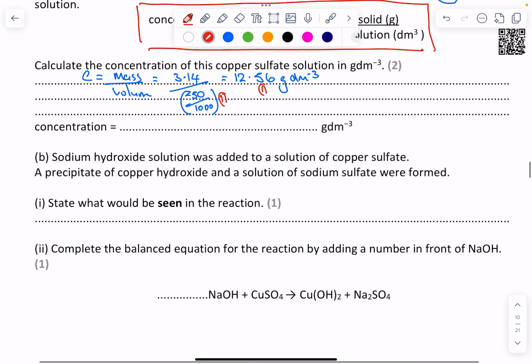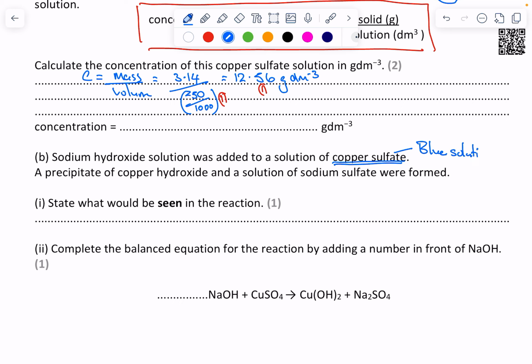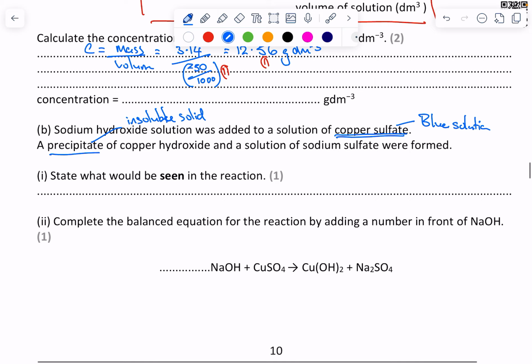Sodium hydroxide is added to a solution of copper sulfate. Hopefully we're starting to remember some things about this. The copper sulfate here is a blue solution. A precipitate forms. Remember, a precipitate is an insoluble solid, so that means it doesn't dissolve. State what would be seen. There's only one mark, so you only have to put one thing down.